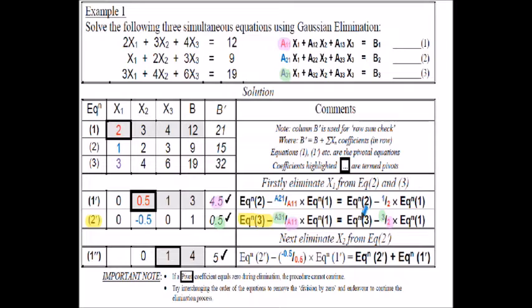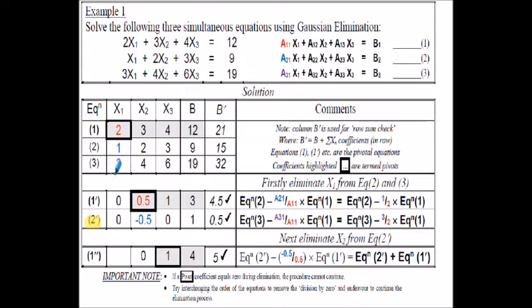So now to find equation 2 dash, it's equation 3 take away 3 upon 2 multiplied by equation 1, or basically equation 3 take away 1.5 multiplied by equation 1. So now we're going to generate equation 2 dash. So equation 3 subtract 1.5 times equation 1.